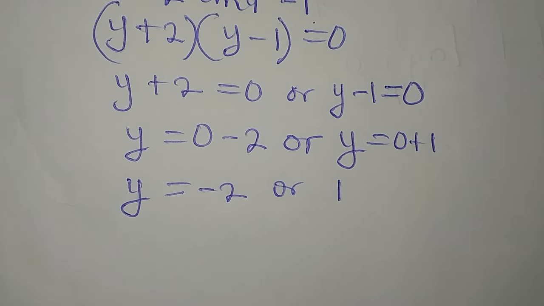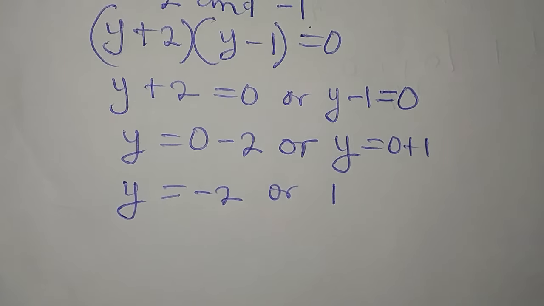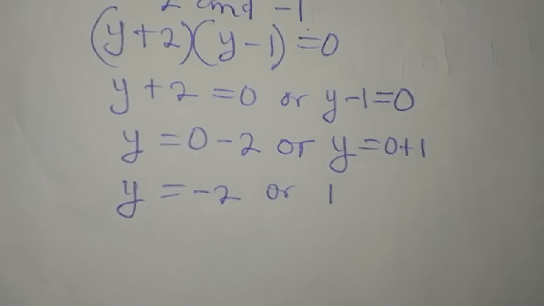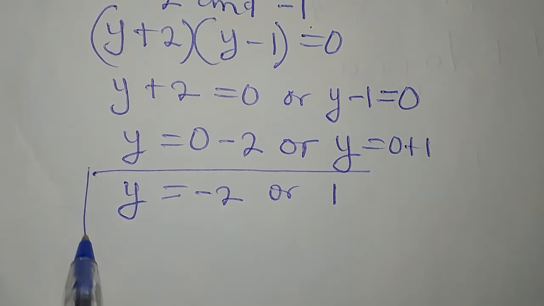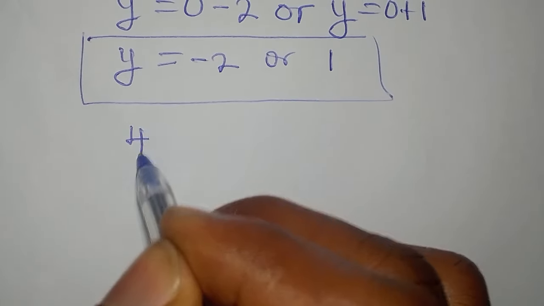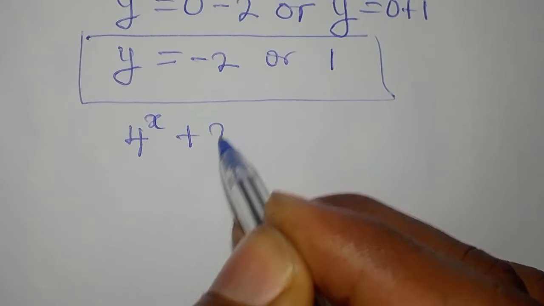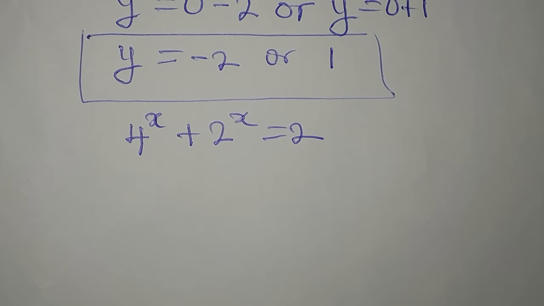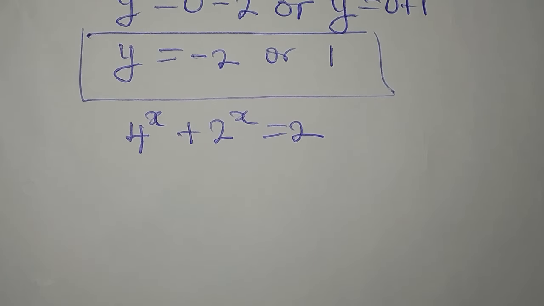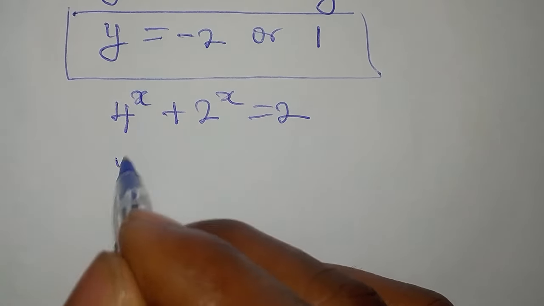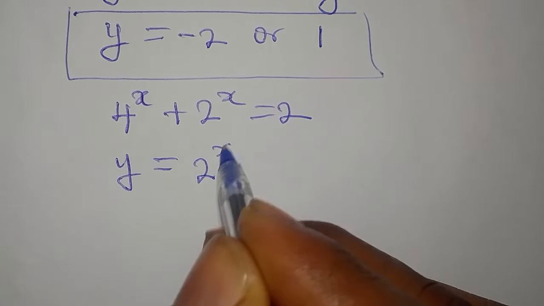But you should be able to know that we are only interested in getting the real solution. Mind you, y was never in the equation. What is the equation again? We have 4 to the power of x plus 2 to the power of x equals 2. So what we are going to do now is to remember the value of y that we said. We said let y be equal to 2 to the power of x.